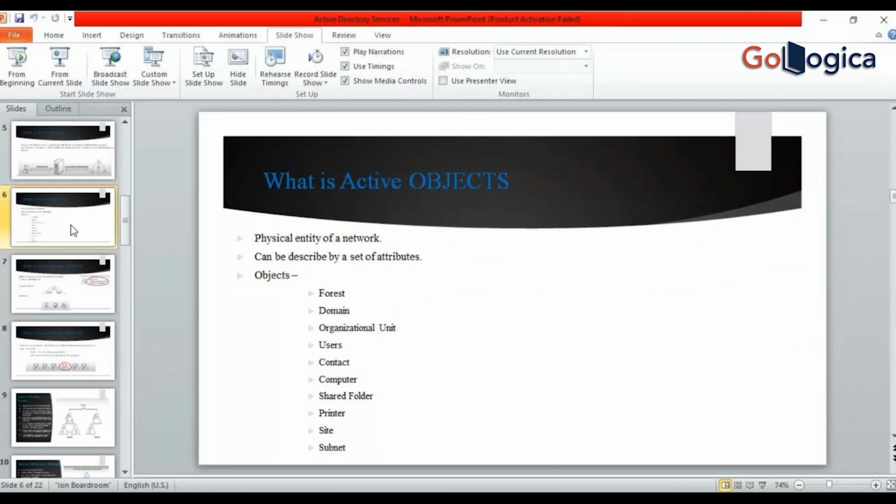Over here we are on the object side. What are all the objects of Active Directory? These are the objects: forest, domain, organizational units, users, contact, computer, shared folder, printer, site, subnet. These are all objects of Active Directory. Objects are interconnected with each other to make Active Directory complete. Once we do the practical, you can easily understand. For now, just understand the terminologies: why we call it the forest, the domain, the organizational unit, the user and the rest of the things.